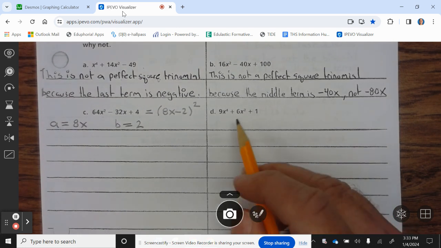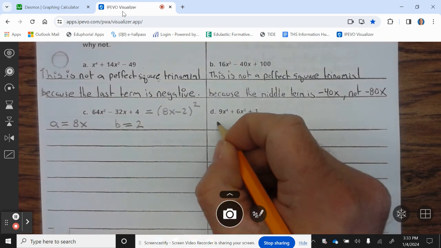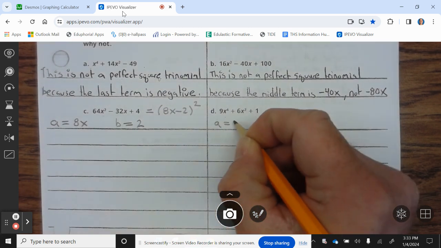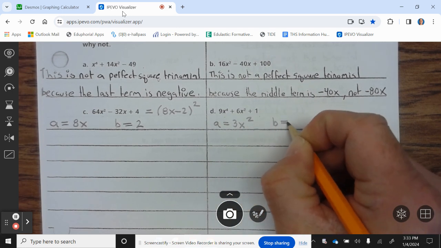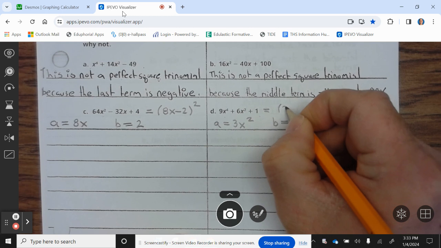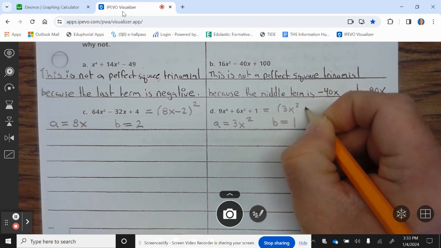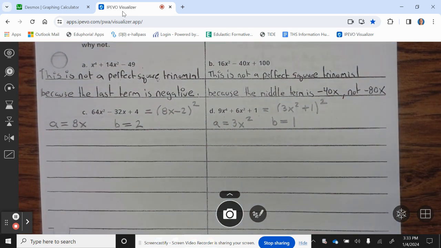Okay, now we see our first term is squared, last term is squared. So A would be 3x squared and B would equal 1. So this would factor to be 3x squared plus 1 squared. All right, go ahead and finish that up.